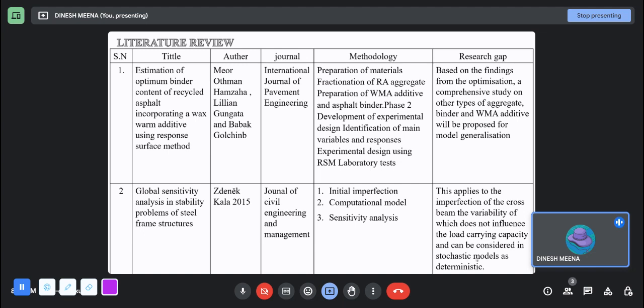Global sensitivity analysis in stability problems of steel frame structures, in which the adopted methodology was initial imperfection, computational model, sensitivity analysis. This applies to the imperfection of the cross beam, the variability of which does not influence the load carrying capacity and can be considered in the stochastic model as deterministic.